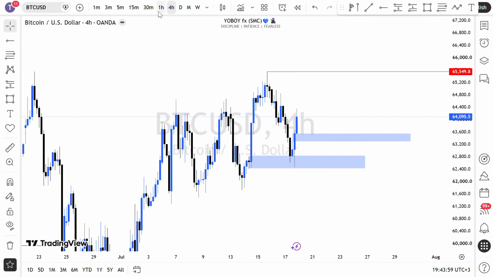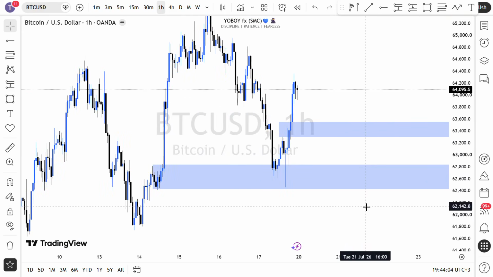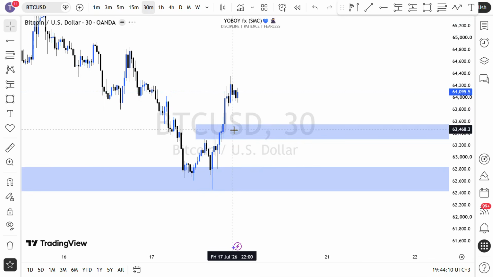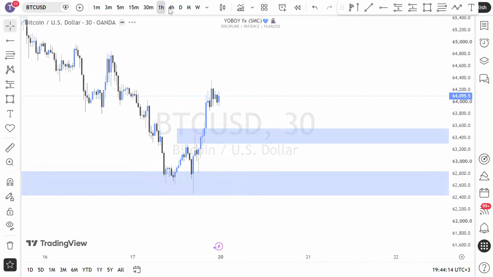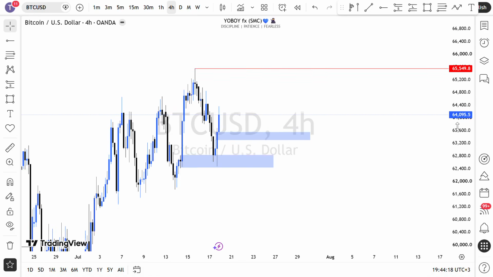So on the 1-hour time frame, I don't have any point of interest except for this fair value gap. And also we have this fair value gap up here. So I'll be expecting price to have a pullback into these areas and then fill in those fair value gaps, the 1-hour and the 4-hour fair value gap.